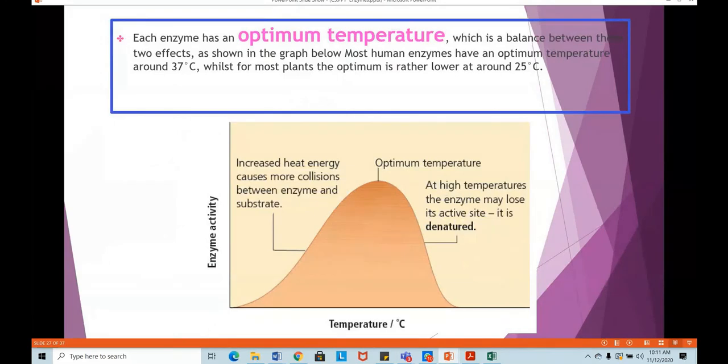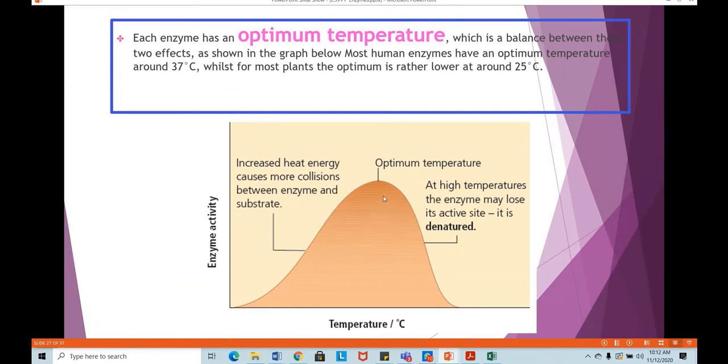Now what is optimum temperature? It is the right temperature or the best temperature at which the enzymes can work best. So each enzyme has an optimum temperature, which is a balance between the two effects as shown in the graph below. Okay, so the temperature should neither be very low nor very high. It should be the optimum or the exact temperature for the enzyme to work. Now this temperature is different for different types of enzymes.